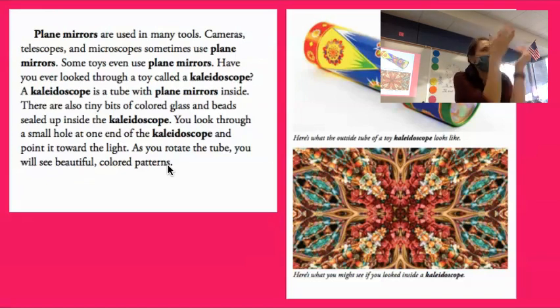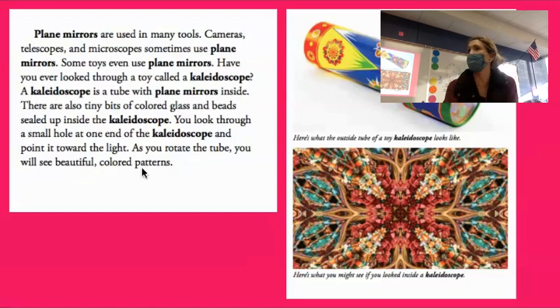Okay, now how do we make it work? It's this tube and it's got mirrors inside of it. How do I make it work? According to our text, Haley, what do I do? So, you look through a small hole at one end of the kaleidoscope and point it toward the light. As you rotate the tube, you'll see beautiful colors.